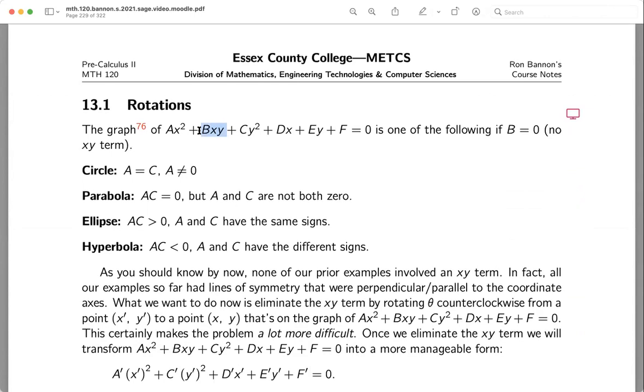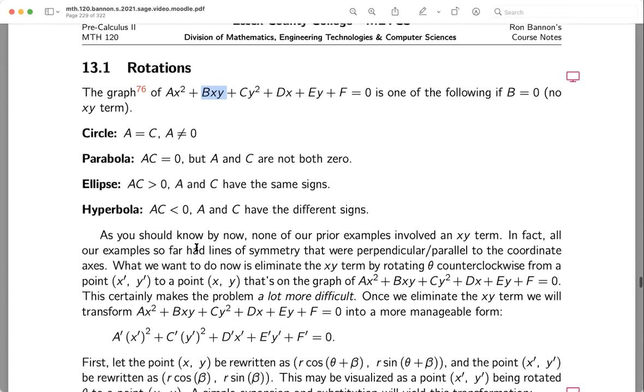Again, this is not a memorization skill. It would be nice if B were 0, because if that were the case, I probably could manipulate this to understand what conic section it is. You may want to think through that, but the bottom line is I'm not asking you to memorize that. Something about circles, something about parabolas, something about ellipses, something about hyperbolas. We'll get to that later.